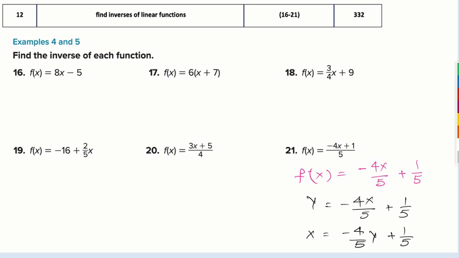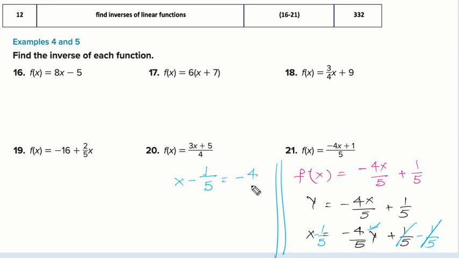Next step will be very simple. Now you have to solve for y. So what we will do, minus 1 over 5 on both sides. This is gone. Since I have limited space, I'll use this side. x minus 1 over 5 is equal to minus 4 over 5y.